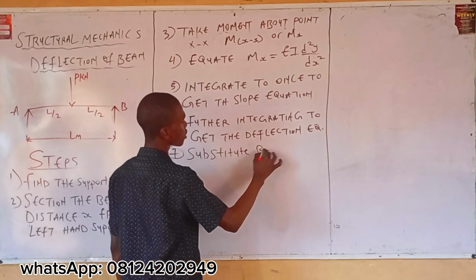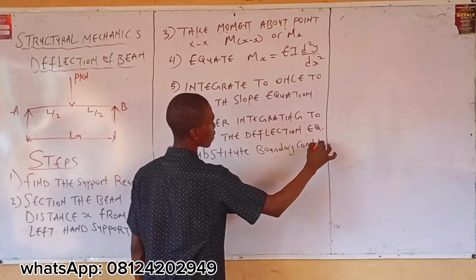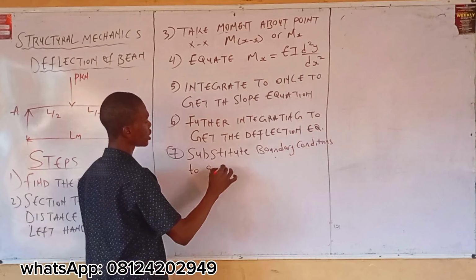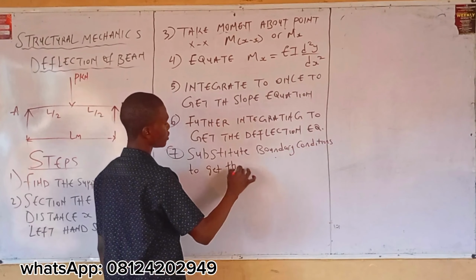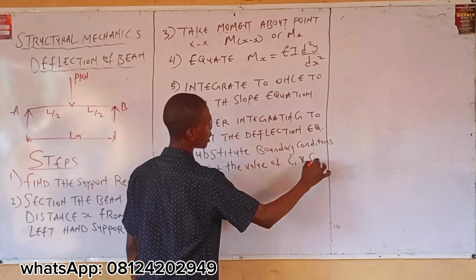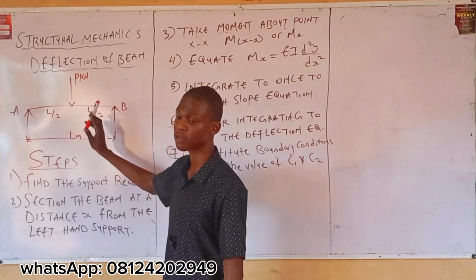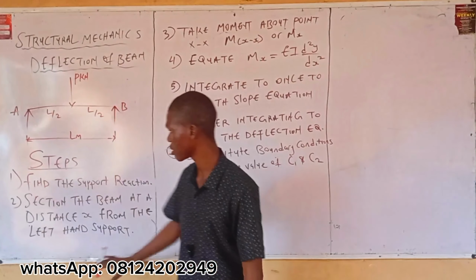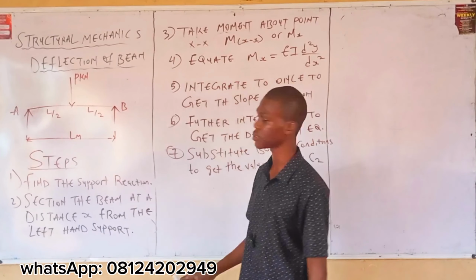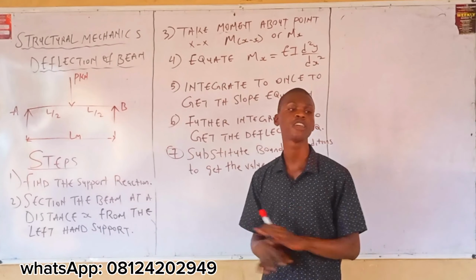Substitute boundary condition to get the value of C1 and C2. And that's all you need to find the slope and deflection. These are your steps. One thing you should take note of is that the steps remain the same, step 1 up to step 7. That's what you apply for any given question.